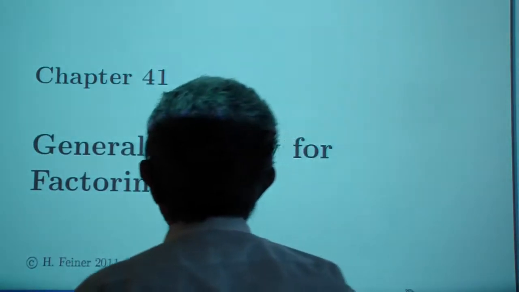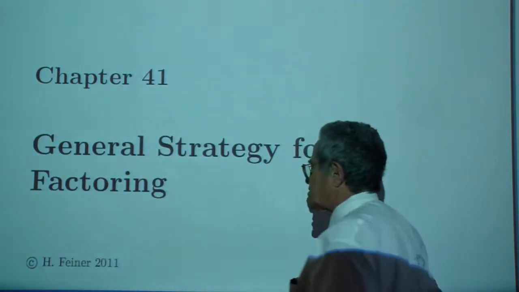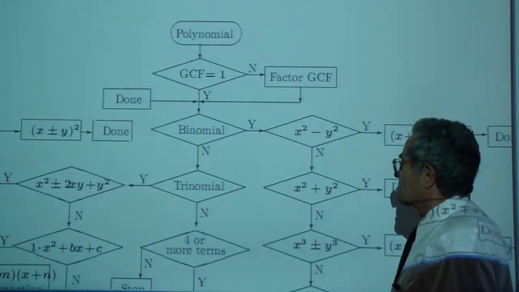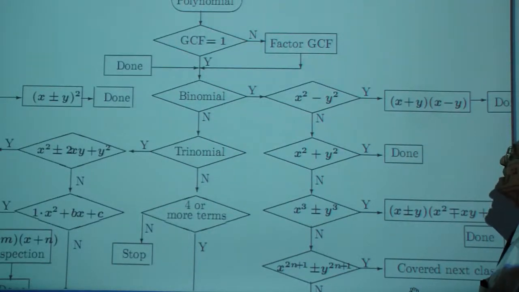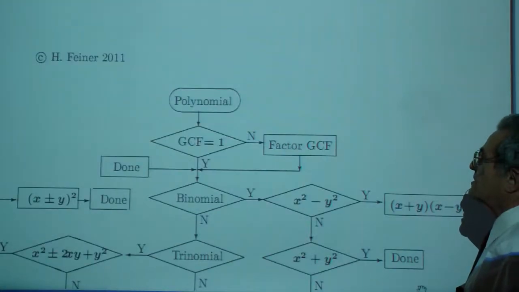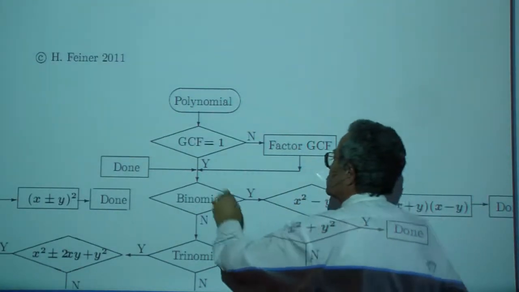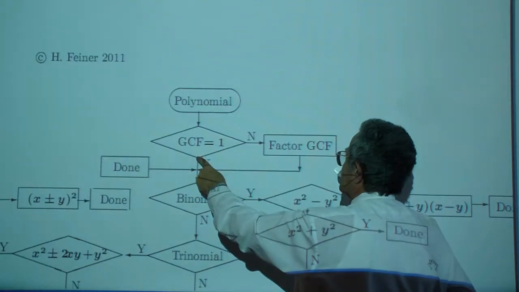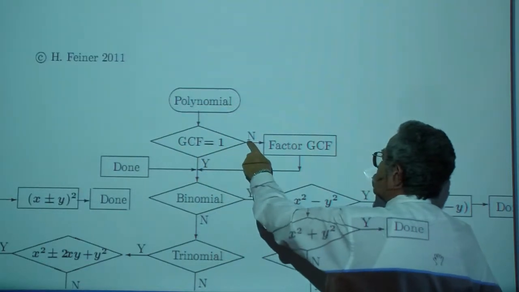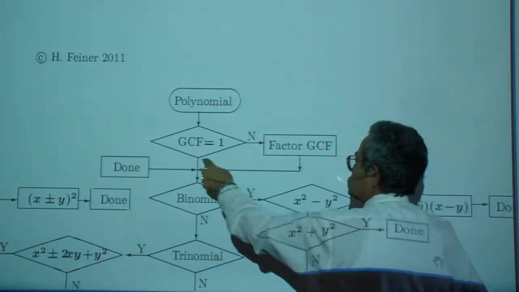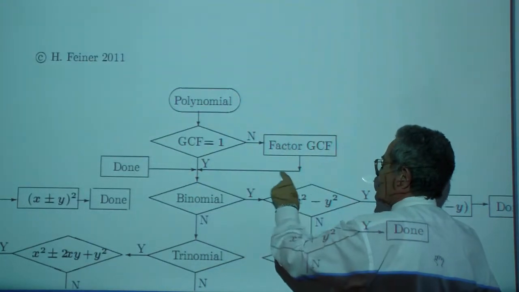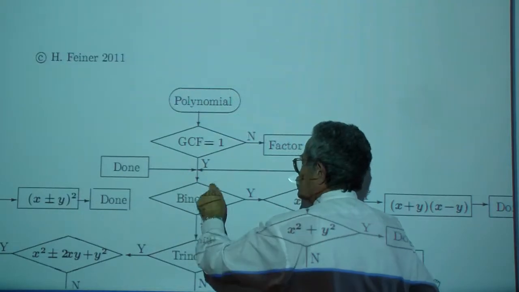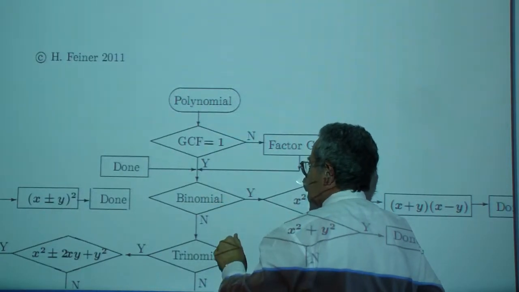Chapter 41, General Strategy for Factoring. Here is a flowchart, essentially. So you start with a polynomial. You first look for the greatest common factor. If the greatest common factor is 1, you just keep on going. If it is not 1, you factor out the greatest common factor and then look at the remaining polynomial.